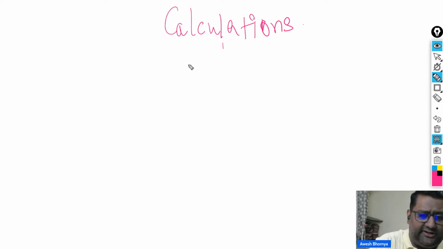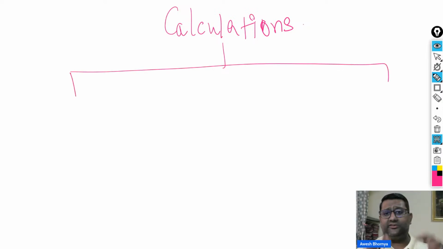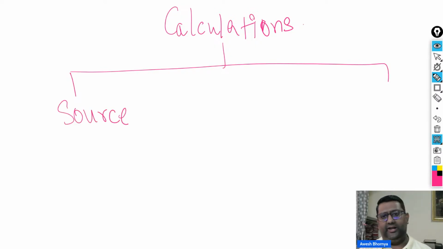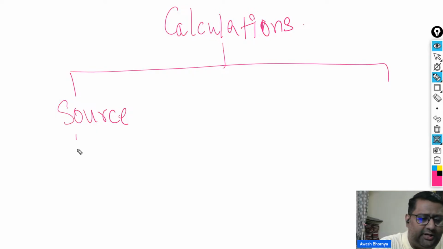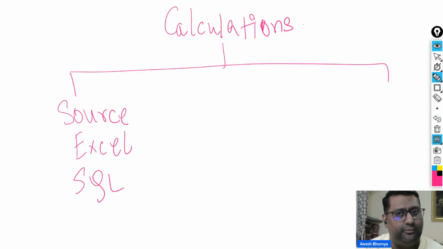Now, it's important for us to understand that calculations in Power BI, or calculations related to a Power BI analysis, can be done in two main places. One is you can do it within the source data itself. When I say within the source data, it means you open up your Excel file or your SQL database, and that's where you perform your calculations.